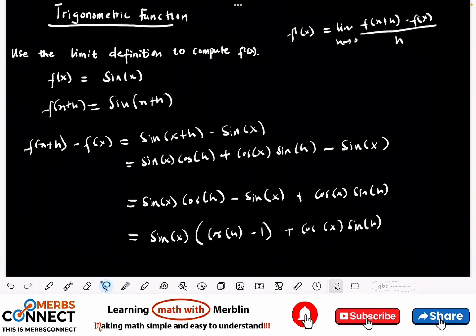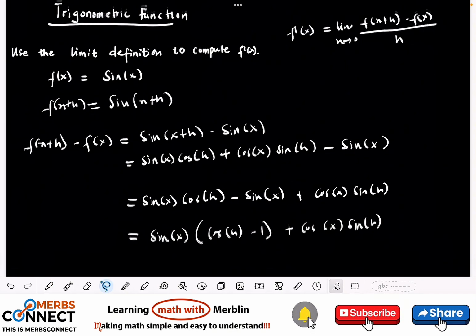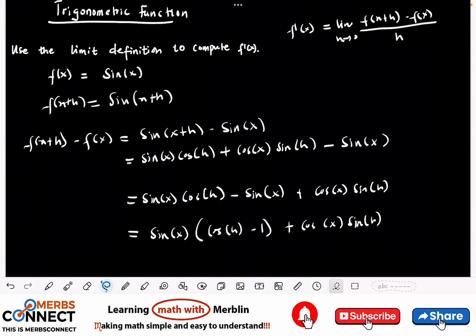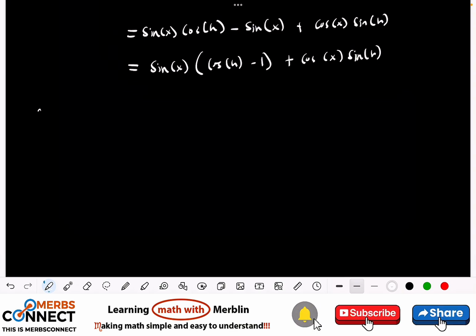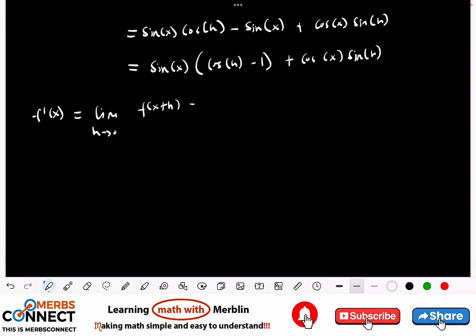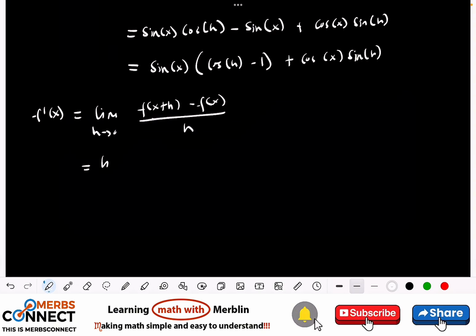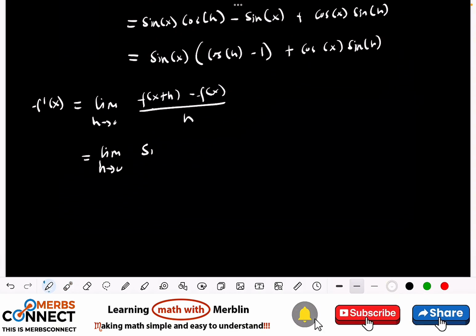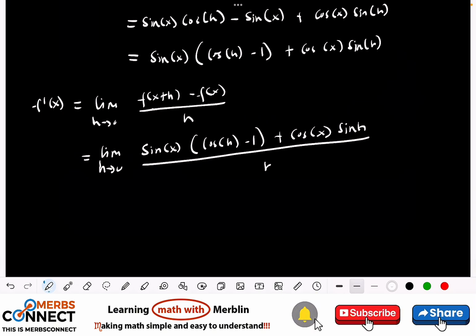So if you've watched my video on how to evaluate the limit of trig functions, you will learn some of the properties that I'm going to use from here. So now what is f prime of x? It is the limit as h approaches 0 of f of x plus h minus f of x divided by h. This is the same as the limit as h approaches 0. Now f of x plus h minus f of x is equal to what is here. So I write everything on the top there: sine x times cos h minus 1, plus cos x sine h, divided by h. So the whole of this divided by h.